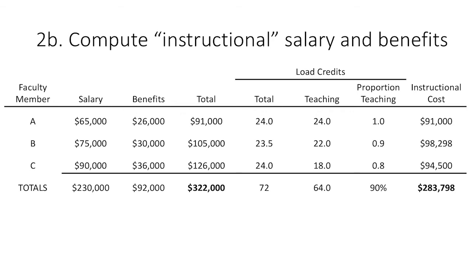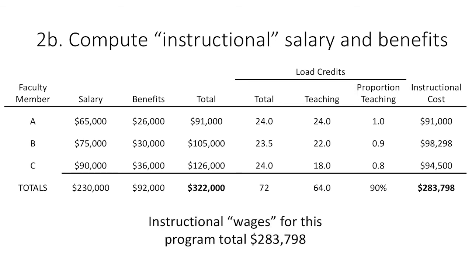$283,798 for that department. So how much does it cost to deliver instruction for this made-up department? Not $300,000, a little bit less than $300,000, but we know exactly what it costs to provide salary and benefits for those 3 faculty members to teach the courses they taught that year.